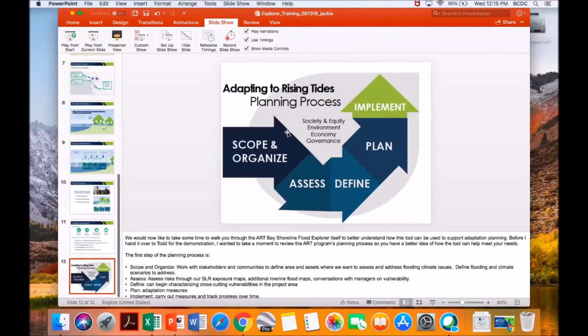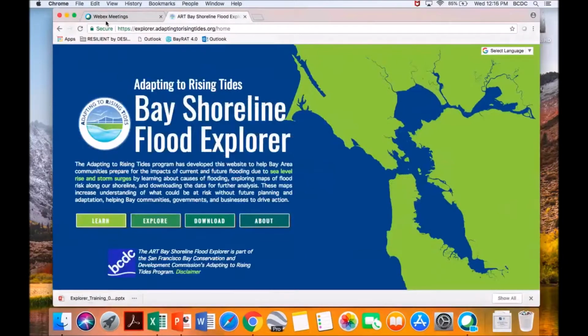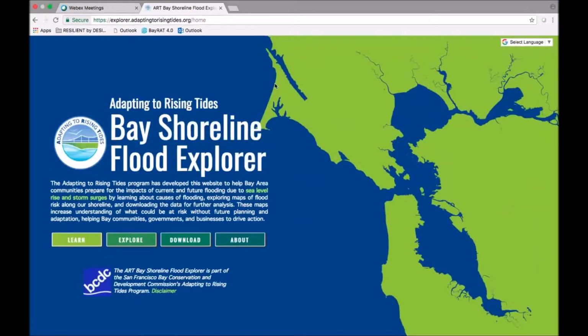I'm going to switch over to our site now so that I can walk you through some of the major functions of the site and highlight how it can be useful in supporting early stages of a planning process. As Jackie mentioned, we've designed the Explorer for a wide variety of stakeholders, including non-technical users who might be new to flooding. The Learn section of our website can be used to help educate stakeholders in the basic concepts and impacts of flooding and climate resilience.